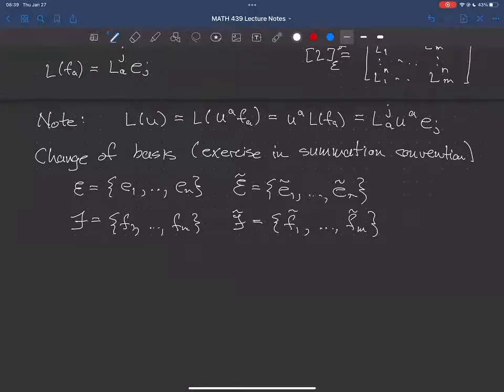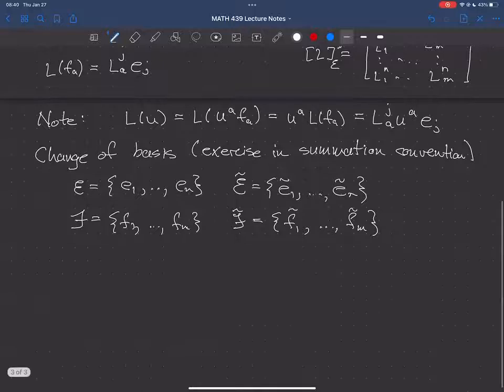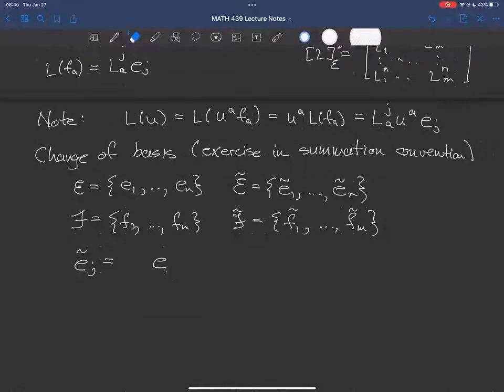Because these are both bases, what I know is that every vector in E tilde can be written as a linear combination of the vectors from E, and similarly F tilde and F. So I know that I can write E J tilde as a linear combination of the EJs. And the coefficients in that linear combination are going to be scalars.